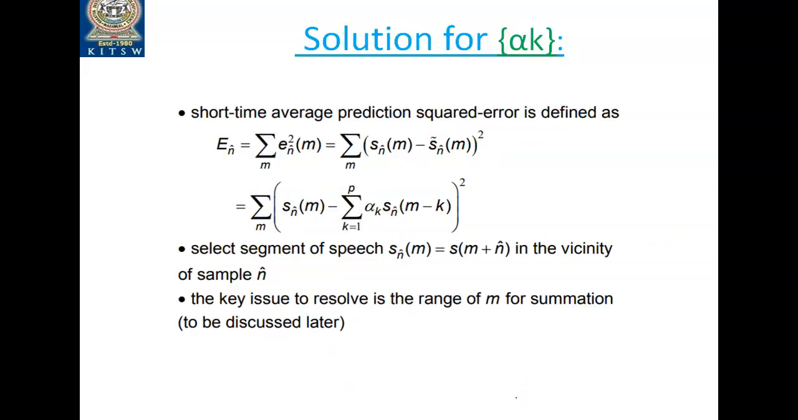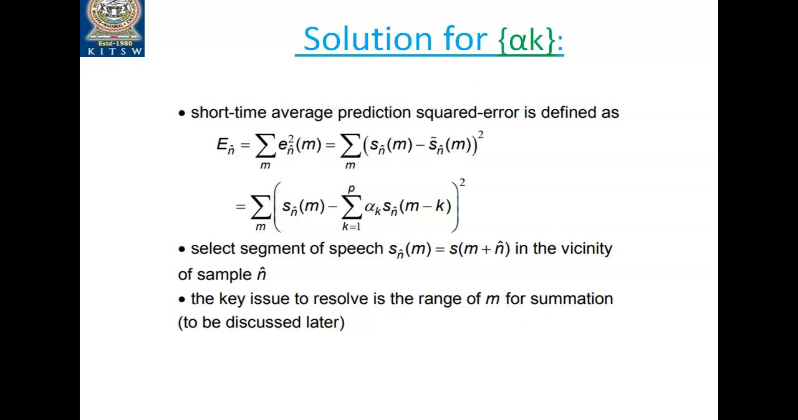Right, so what is the solution for the prediction coefficient alpha k? First, we need to compute the energy of the error signal, because we already know what an error signal is. The error signal e(n) is given by s(n) minus s cap(n), where s(n) is the actual speech and s cap(n) is the predicted speech signal.